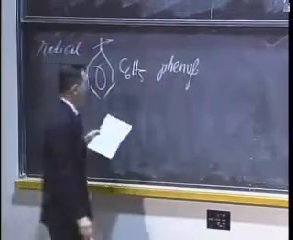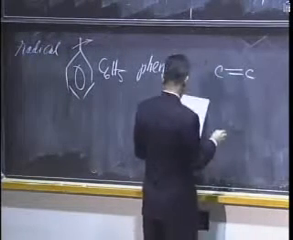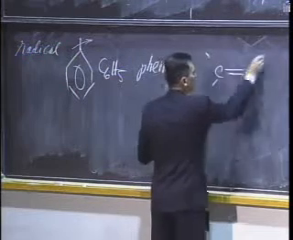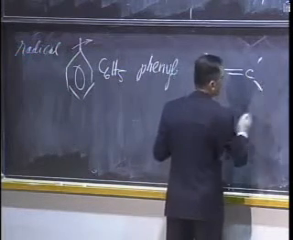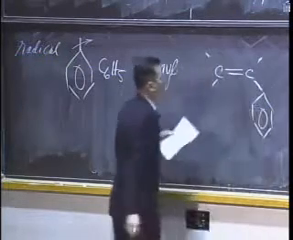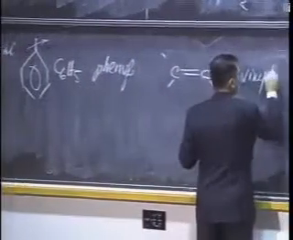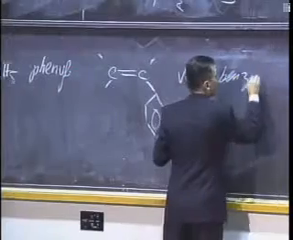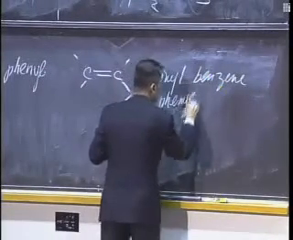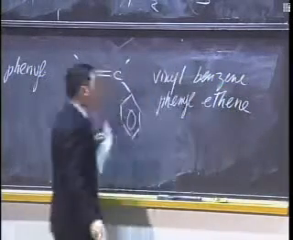So we could take something like, let's build two of these. Here's ethene. And I'm going to break one of these off, and I'm going to attach it to phenyl. So I can either call this vinyl benzene, or we could call it phenyl ethene, right? Who's to say?